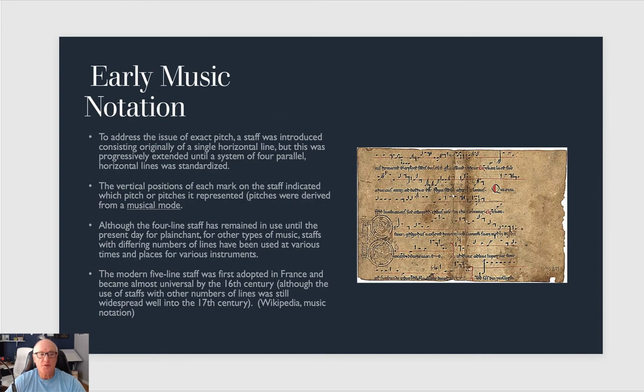So the early music notation to issue an exact pitch started with something that had a single horizontal red line. If you look in this picture, you'll see that red line. And all of the neumes were put above and below that. So the red line was like a starting pitch, and all the other neumes were relative above or below that starting pitch. And so the vertical positions of each one of them indicate which pitch or pitches it represents.